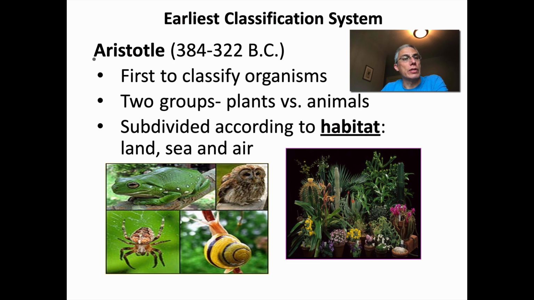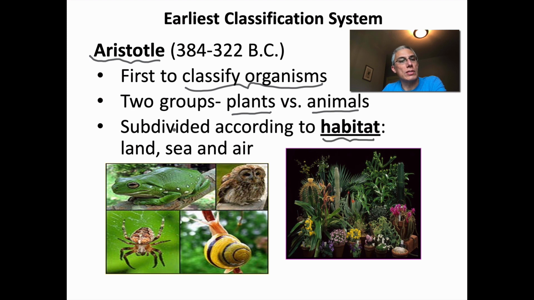The first person is a man by the name of Aristotle, and he lived between 384 and 322 BC. He was one of the first people to actually classify living things. He placed them into two groups, a group called plants and a group called animals. Then he continued to subdivide those groups. One of the characteristics that he used was not necessarily a characteristic of the organism itself, but he decided to subdivide the groups based on habitat.